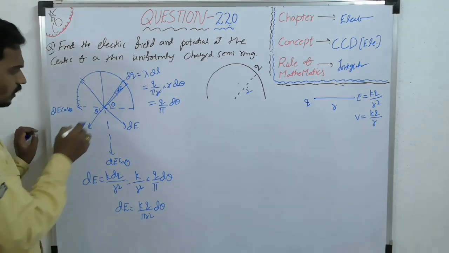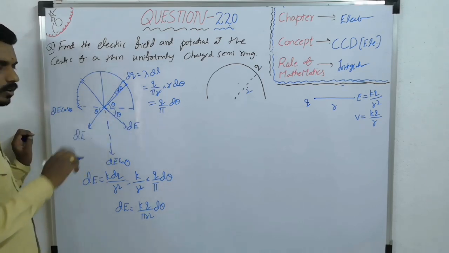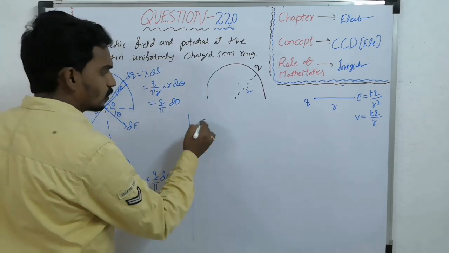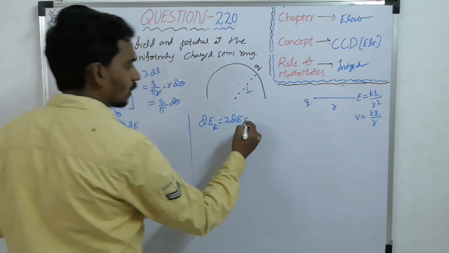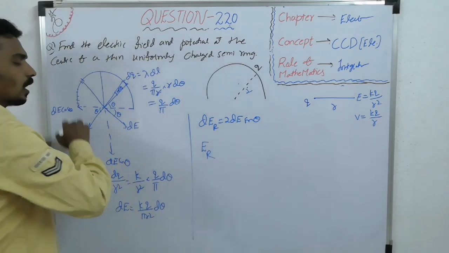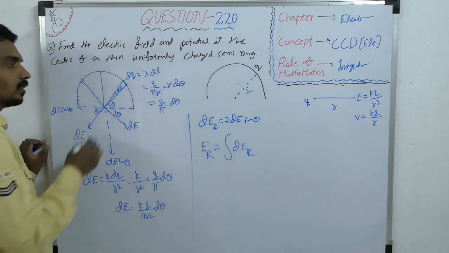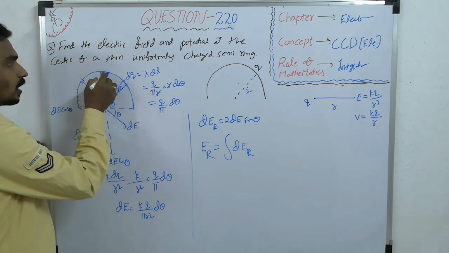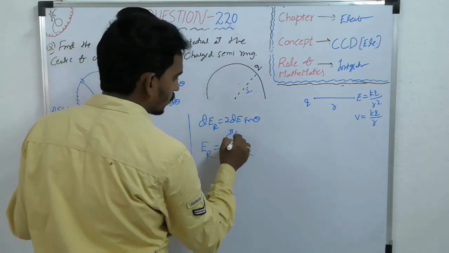Now here dE cos theta. If you take this element also, the dE cos theta horizontal components get cancelled, and the vertical components get added. So the resultant electric field will become 2 dE sin theta. So the total electric field due to the whole element will become integration dE. What is the limit? See, simultaneously I have taken two elements, that's why we have to integrate for only half of the length, 0 to pi by 2.